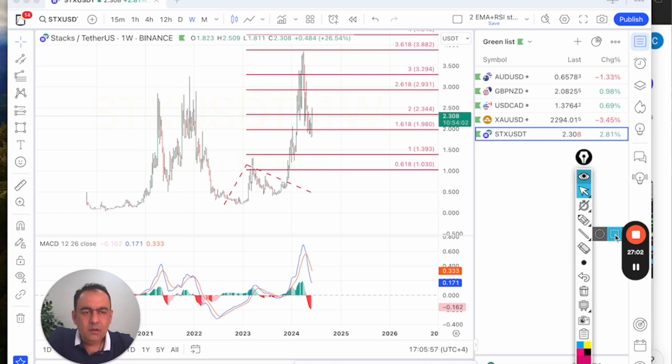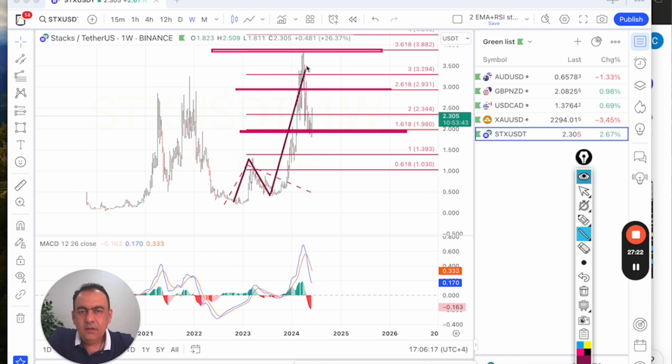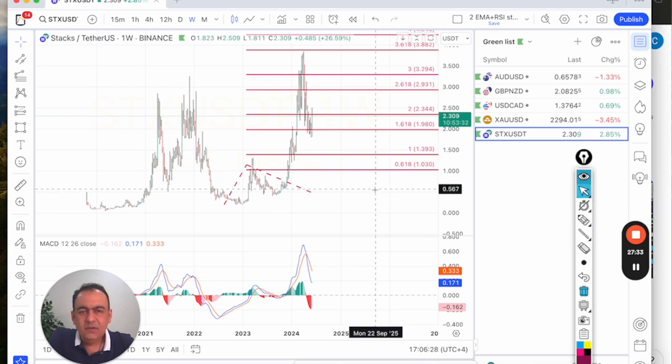Usually when the instrument reaches the extension level of 3.618, then the corrective leg is either to 2.618 or deeper towards 1.618. And yes, after rallying in the upward direction, it has retraced exactly towards 1.618 and is showing signs of reversal. So it's an amazing bullish setup.